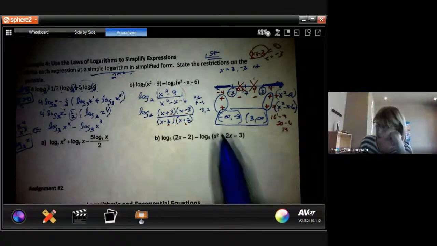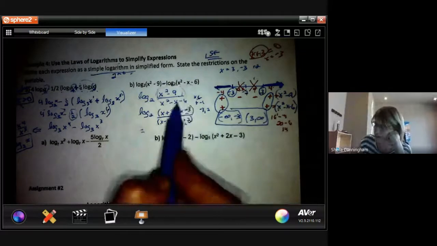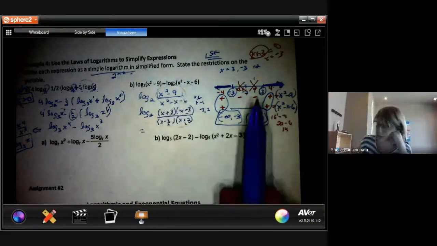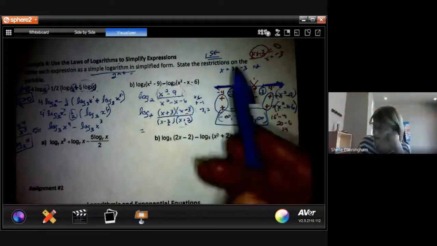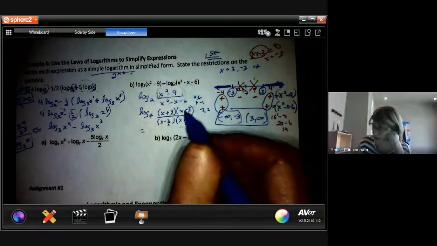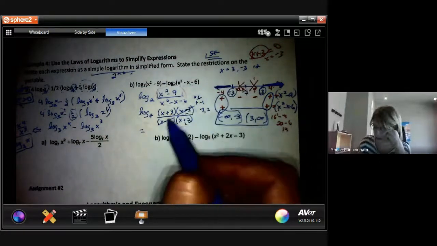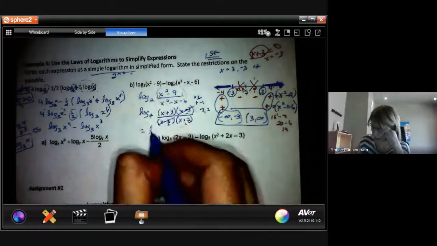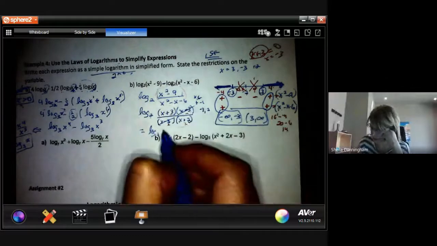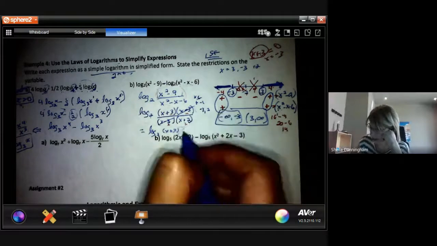So the other piece to this, so we found out the restriction. We just need to come back and we need to simplify the rest of this, right? So now you've got this log with a base of 2. Look at this x minus 3 and that x minus 3 from the top and the bottom, they cancel each other out. So you really have now, you're going to have log base 2 of x plus 3 divided by x plus 2.